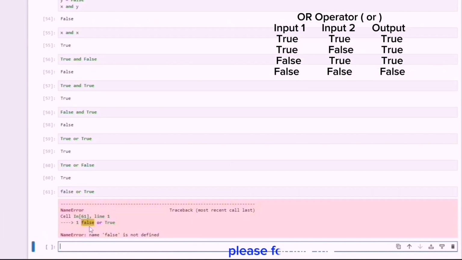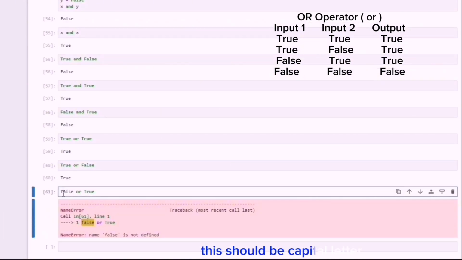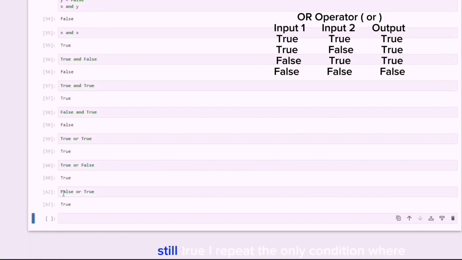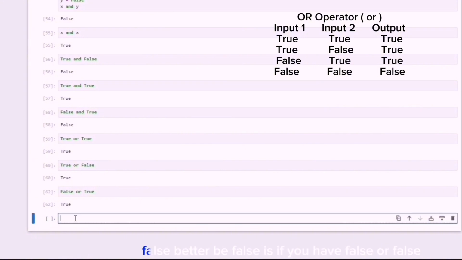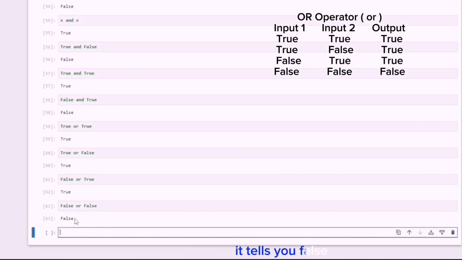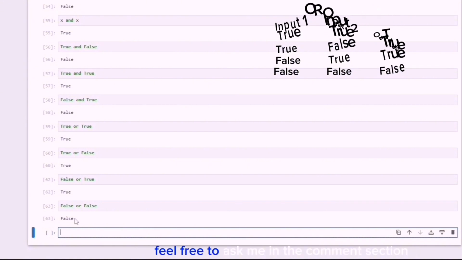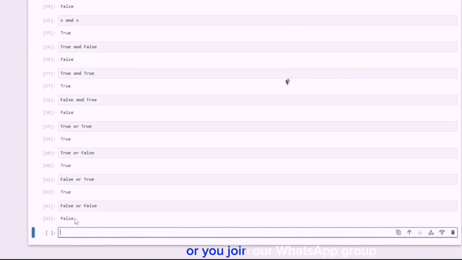Sorry, please forgive me. This should be a capital letter. Still true. Are you with me? The only condition where the result is false is if you have false or false. That's when it tells you false. I hope this is understood. I explained it in the best way I can. But if you still have questions, feel free to ask me in the comment section or join our WhatsApp group. I'm going to be answering questions there.